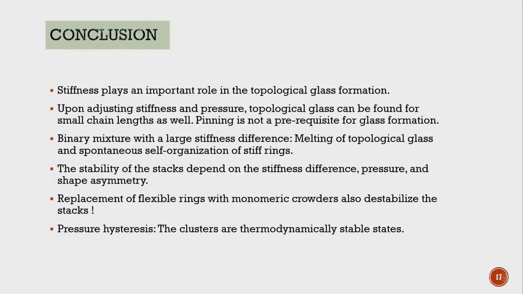So to conclude, what I find is that the stiffness plays a very important role in this topological glass formation. And if we adjust the stiffness and pressure, this topological glass can be found for small chains. We don't need very large chains as was predicted from the pinning model. And this binary mixture with a large stiffness difference forms a spontaneous self-organization of the stiff rings, which is very novel and different compared to linear chains.